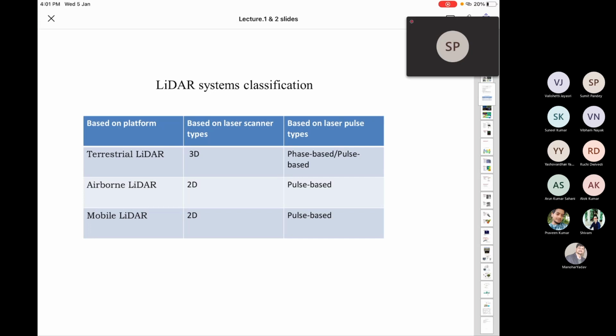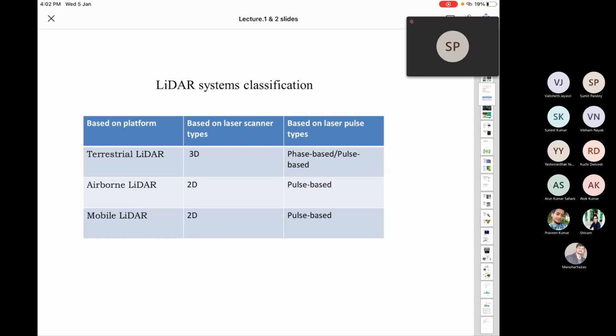We can also do the LiDAR systems classification on the basis of other parameters, like whether it is a three-dimensional LiDAR or 2D LiDAR, whether it is based on the pulse, laser pulse, or continuous wave laser. Okay. So we do the classification on the basis of platform, whether it is ground-based, aerial, dynamic, static. Then what kind of LiDAR instrument is used, whether it is three-dimensional or 2D. We'll discuss the differences between the 3D LiDAR laser scanner and the 2D laser scanner.